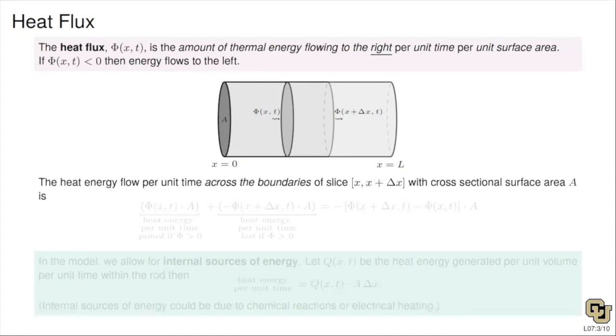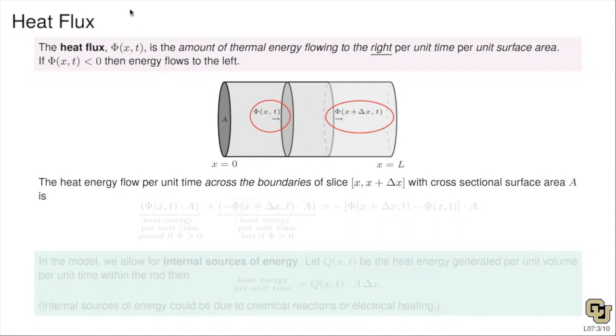And so now I'm going to come up with a mathematical expression for the heat energy flowing across the boundaries of this little slice x plus delta x. So here's your heat flux flowing to the right. At the left, at x, it'll be flowing in if phi is positive. So let's just assume phi is positive for now. And at the right, the heat flux will be flowing out.